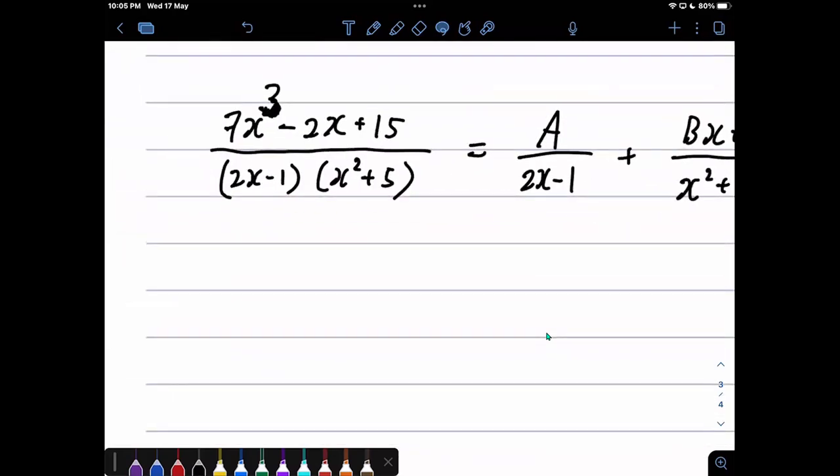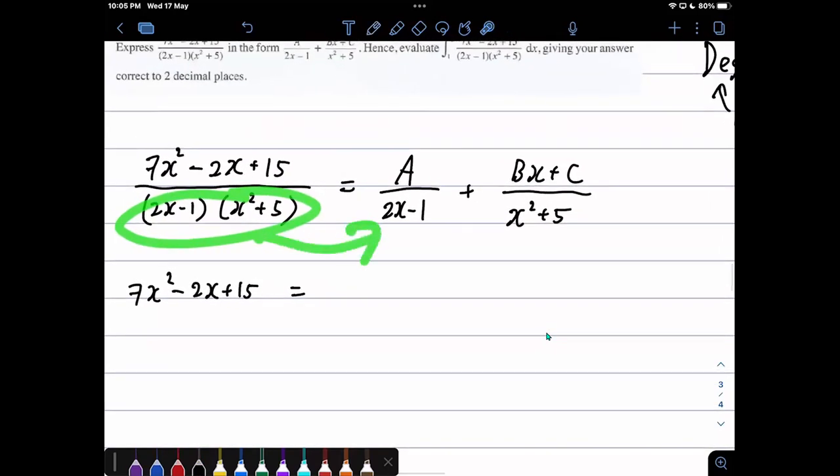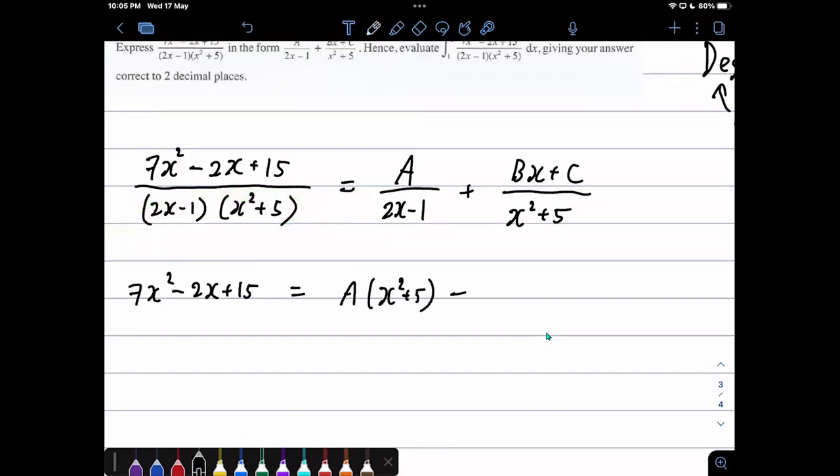Good, then now we cross multiply. Oops, sorry, that's not power 3. That should have been a power 2. So you just leave the numerator alone, cross multiply that very huge denominator over to the other side. You end up with a times x squared plus 5, plus bx plus c with a bracket around both terms, then multiply bracket 2x minus 1. Okay? Good, then you proceed.